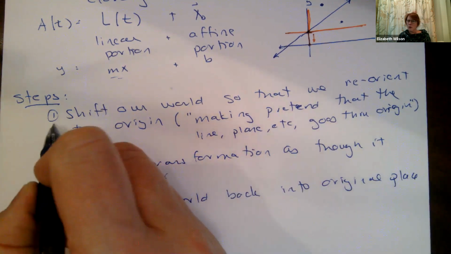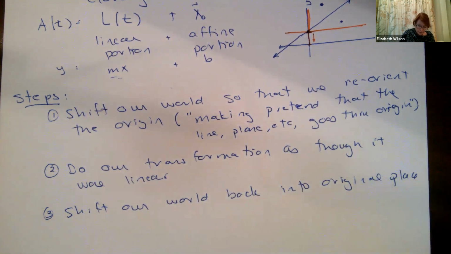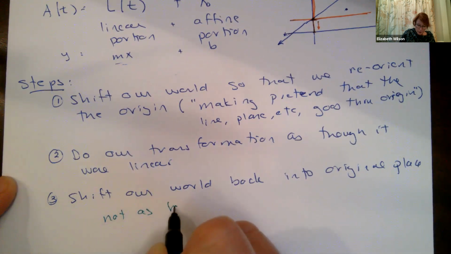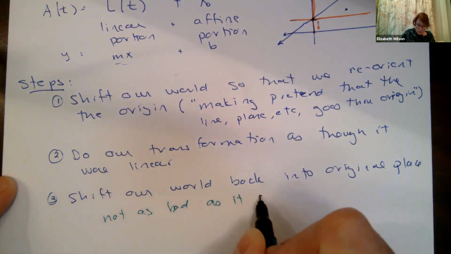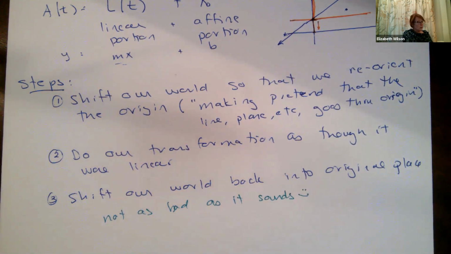This sounds way more complicated. It really isn't. We're going to talk about how we actually do it. Not as bad. So I'll write that in green. Not as bad as it sounds. Okay, so we're going to work it through with examples so you can see what it looks like, what I'm talking about. What do I mean by shifting the origin? You'll see.